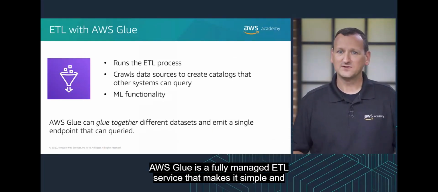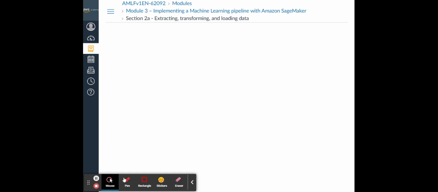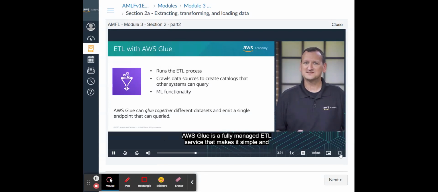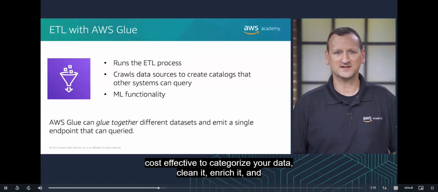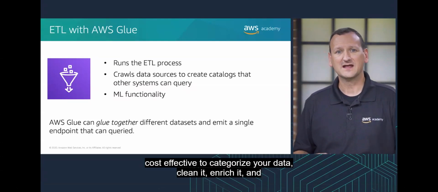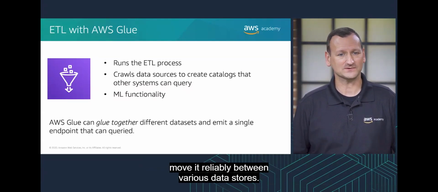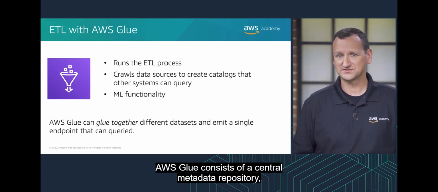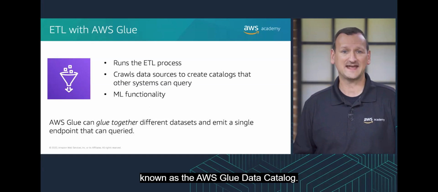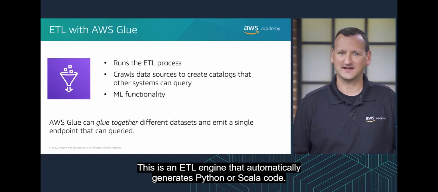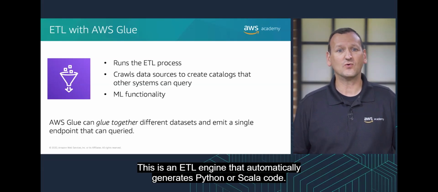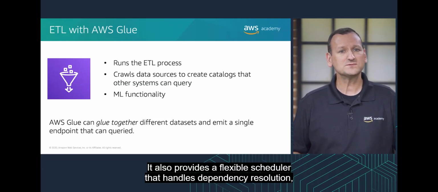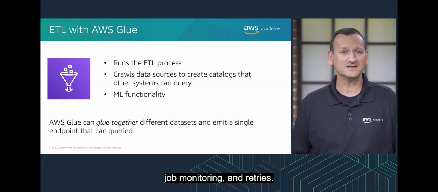AWS Glue is a fully managed ETL service that makes it simple and cost-effective to categorize your data, clean it, enrich it, and move it reliably between various data stores. AWS Glue consists of a central metadata repository known as the AWS Glue Data Catalog. This is an ETL engine that automatically generates Python or Scala code. It also provides a flexible scheduler that handles dependency resolution, job monitoring, and retries.